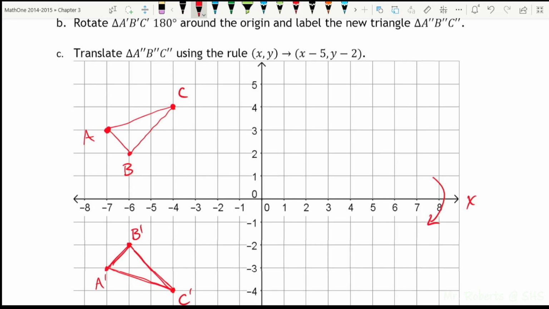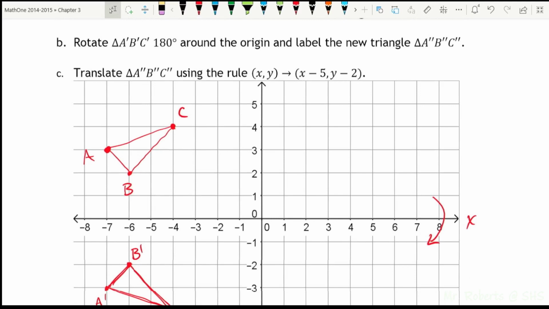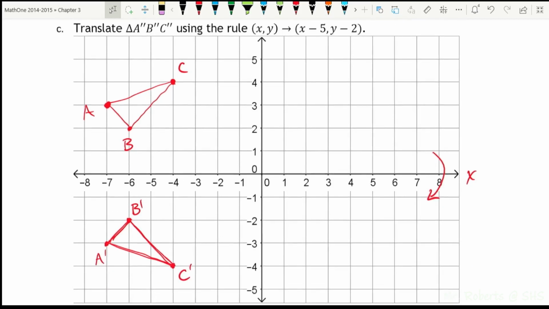Next, it says take this thing and rotate it 180 degrees around the origin and label the new triangle. So we can do this a couple of different ways, but in my mind, I can see this is what I'm rotating around, and I can see that C is going to lead the way, right? And B is going to follow, and A is going to be following. And when I rotate C all the way around, it's going to end up at +4, +4.